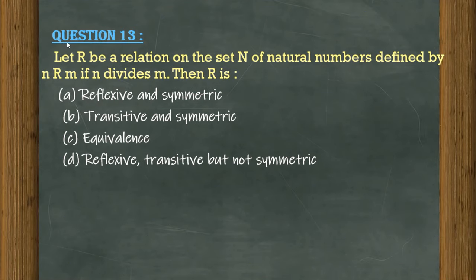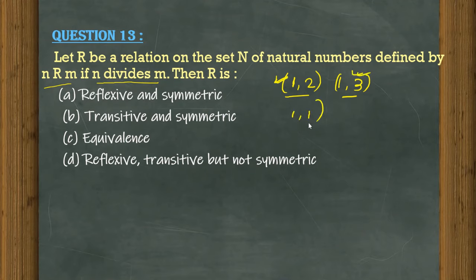Next question, question number 13. Let R be a relation on the set N of natural numbers defined by nRm if n divides m. Then R is? So it is a set of natural numbers. And what is the relation? n divides m. That means if we are taking (1, 2), 2 must be divisible by 1. (1, 2), (1, 3), this type of ordered pair should be there.